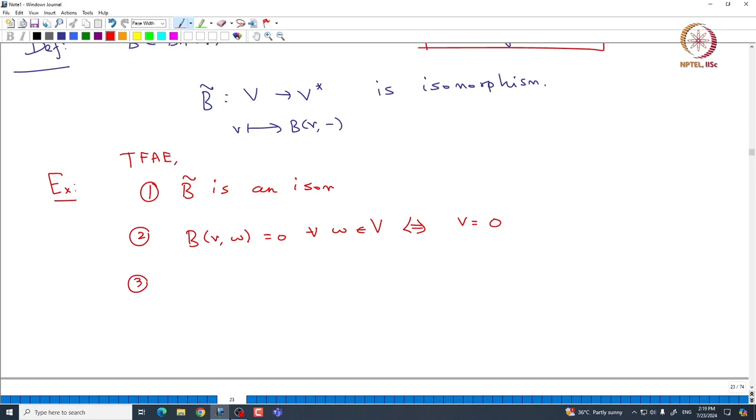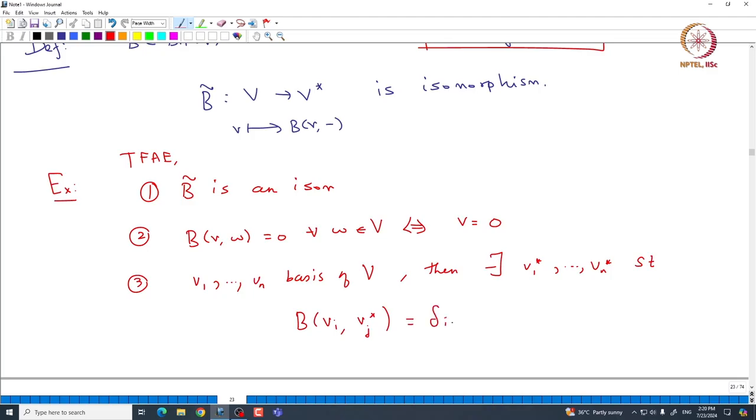Now, if we take some basis, there will be a dual basis with respect to the form that is given by B. So, if we start with the basis v1 etcetera vn of V, then there exists another basis, the dual, such that B(vi, vj star) is exactly going to be just delta ij. So, there is another basis of V such that this is exactly delta ij.